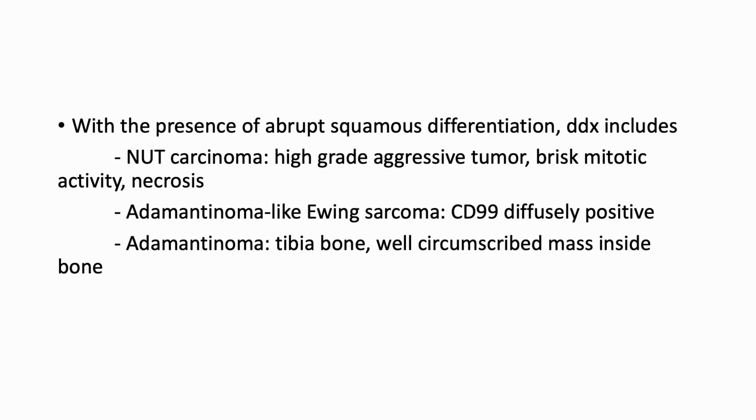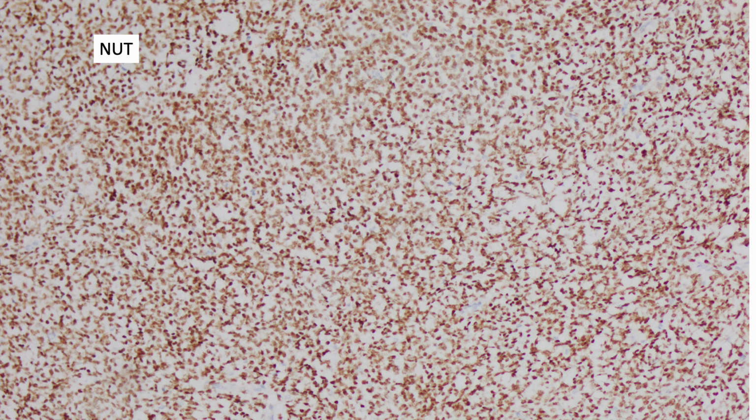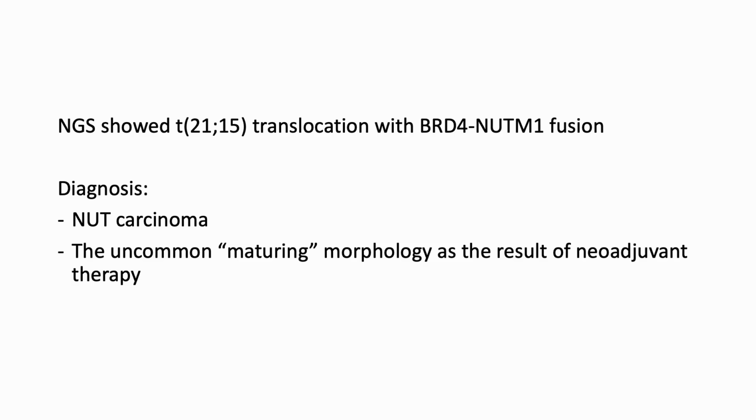This case was genuinely confusing, and we performed more immunostains than we would like to admit. Eventually, the answer turned out to be hiding in plain sight. We revisited the possibility of NUT carcinoma, which had initially been dismissed due to the not high-grade morphology. Here is the NUT immunostain, diffusely positive in tumor cell nuclei. Given the unusual morphology and clinical history, we proceeded with NGS, which confirmed NUT carcinoma.